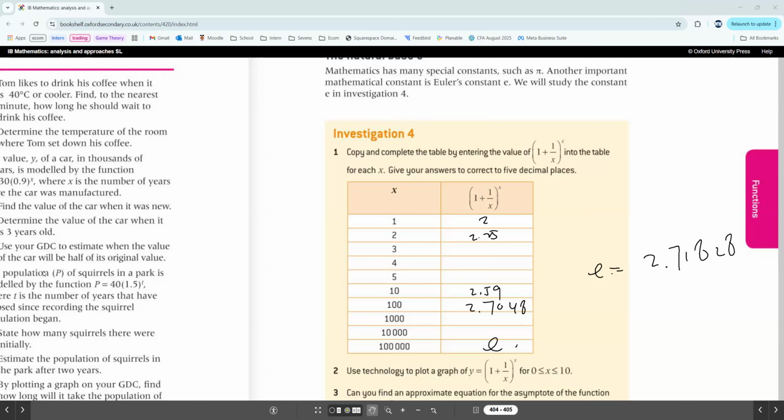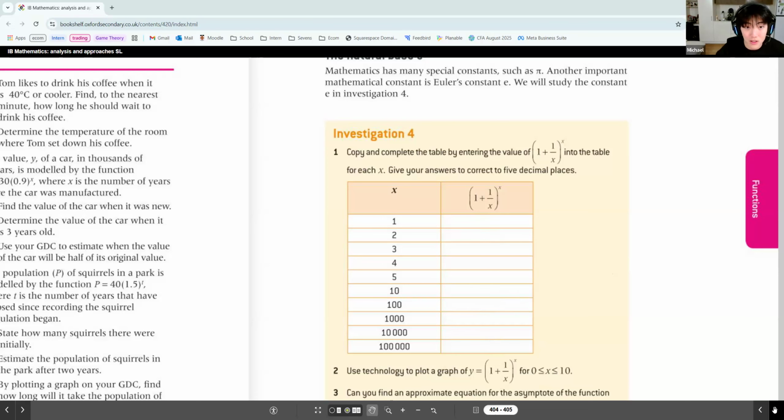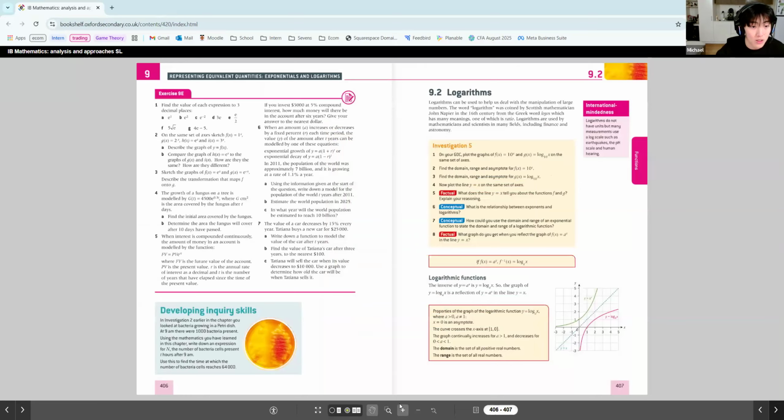Yeah. And the point of this number is for a lot of calculation stuff. You guys just have to know where this number comes from and know that it's a constant to do these type of questions here.